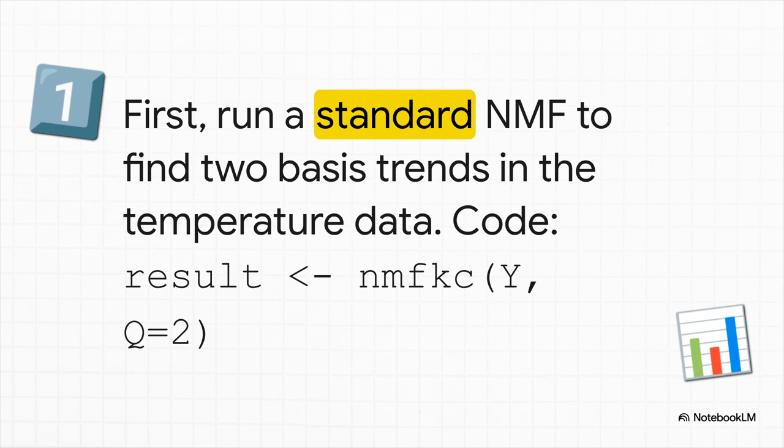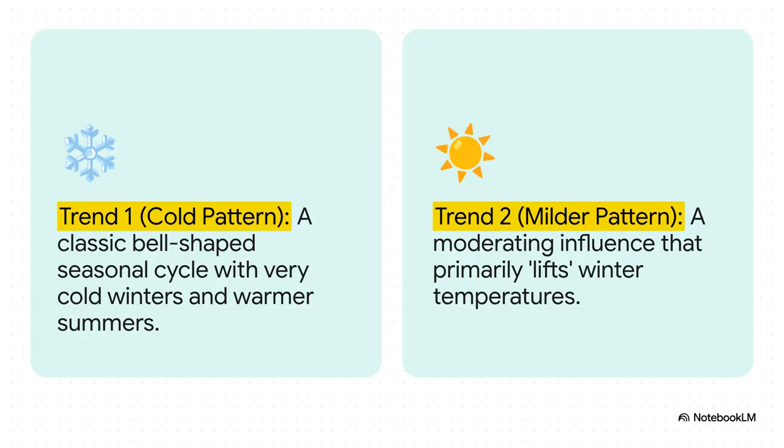And for all you R folks watching, check out how clean this code is. It's literally just nmfk, you pass it your data Y, and you tell it you want two components. That's it, so simple. And what does it find? Well, it spits out these two really distinct climate patterns. The first one is what you might call the cold pattern. It's that classic bell curve, right? Super cold winters and then a clear peak in the summer.